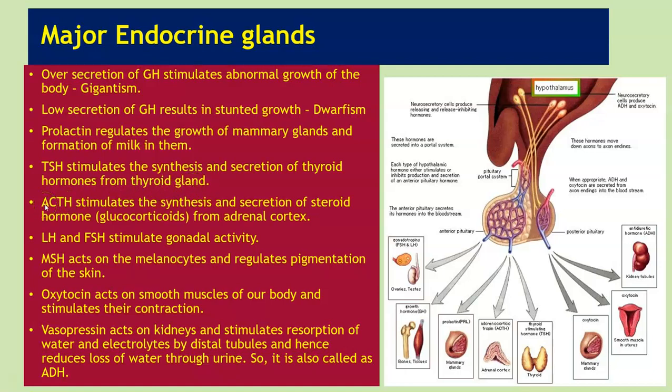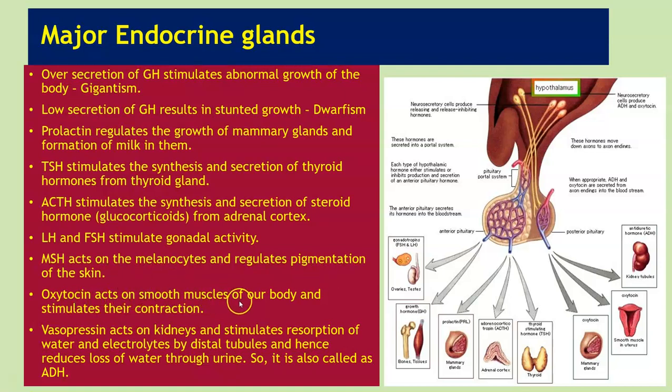Then we have the ACTH, which is your adrenocorticotropic hormone, which stimulates the synthesis and secretion of steroid hormones, that is glucocorticoids, from the adrenal cortex. The luteinizing hormone and follicle stimulating hormone stimulate gonadal activities. The MSH, that is the melanocyte stimulating hormone, acts on the melanocytes and regulates pigmentation of the skin.